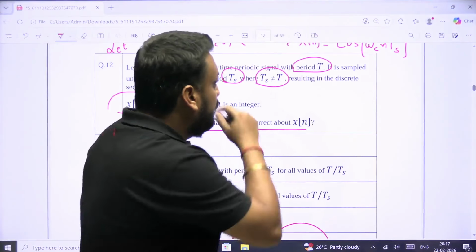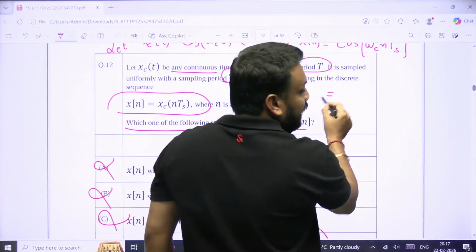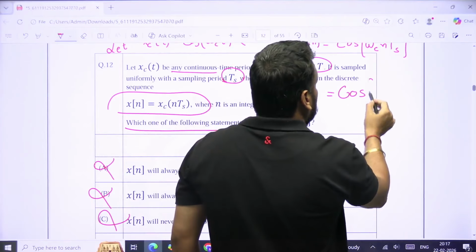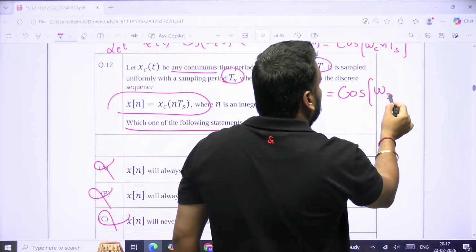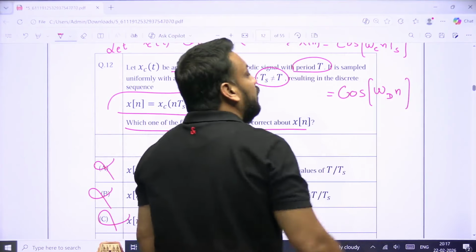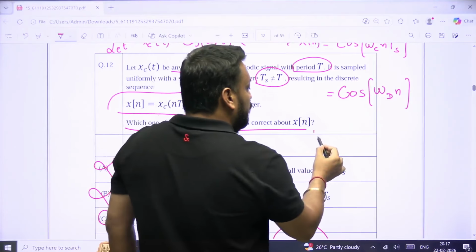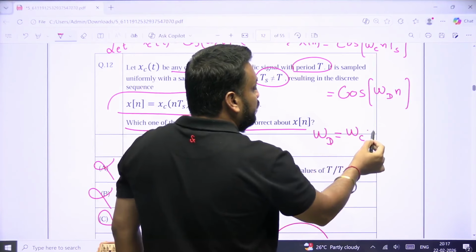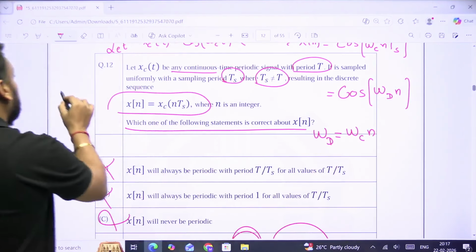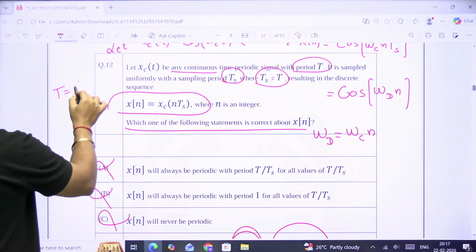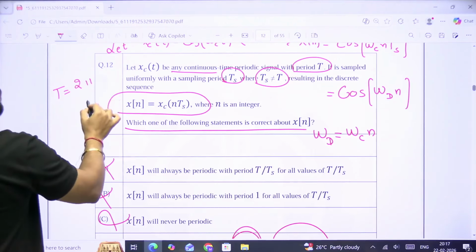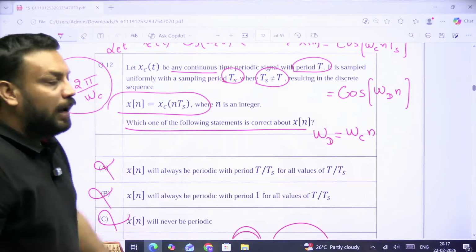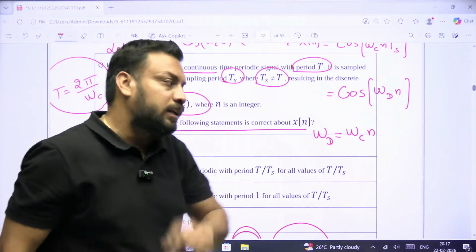Audio clear? Yes. So student, when you will replace, shall I write here xt equal to nothing but cos of omega dn. Okay. So what is omega d guys? Omega d is the discrete time signal frequency. Omega d is nothing but omega cn. Yes sir, omega cn. We know that in the continuous time the relation between the omega c and T is 2 pi upon omega c. Here omega c is representing the frequency in continuous time domain, and omega d is the frequency in the discrete time domain.